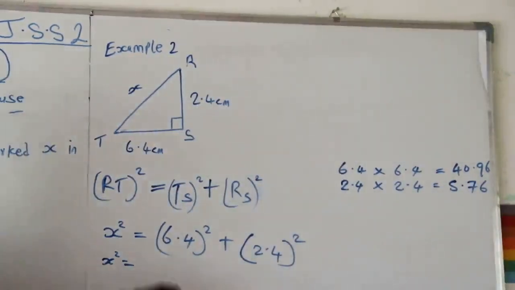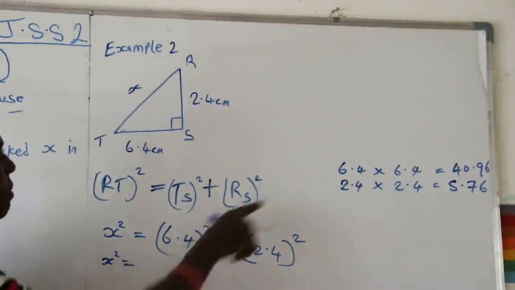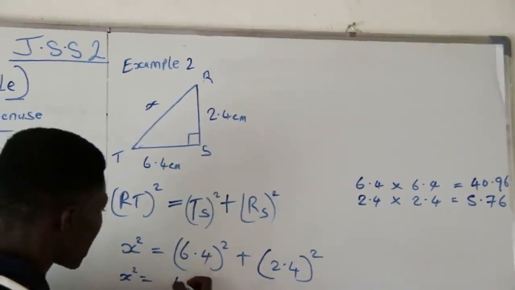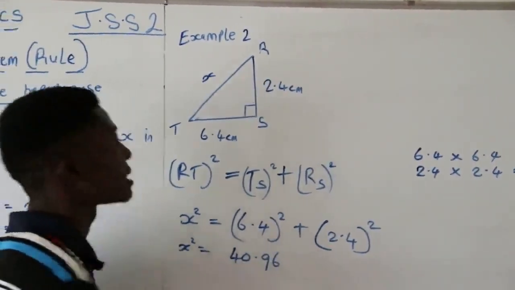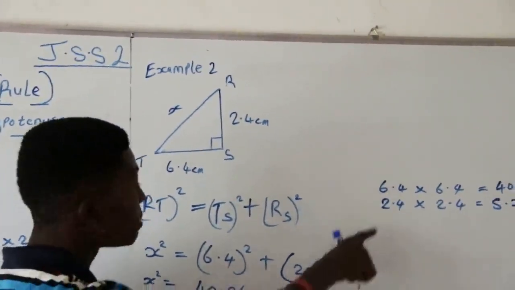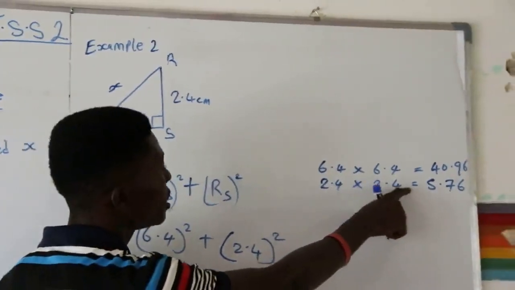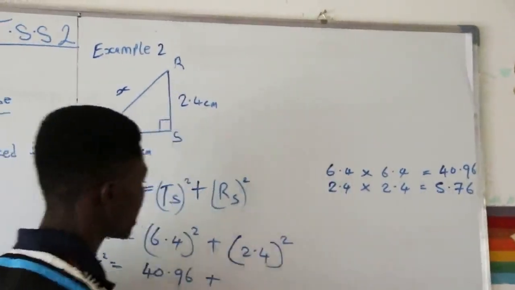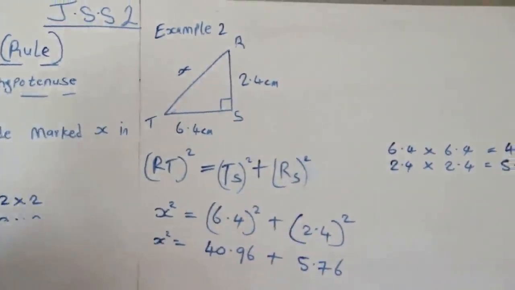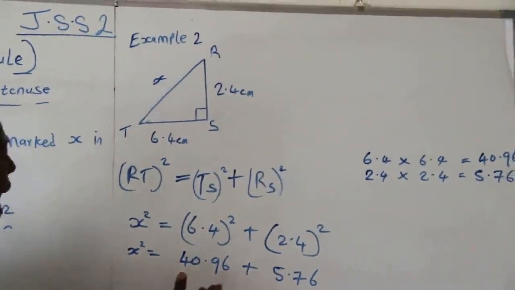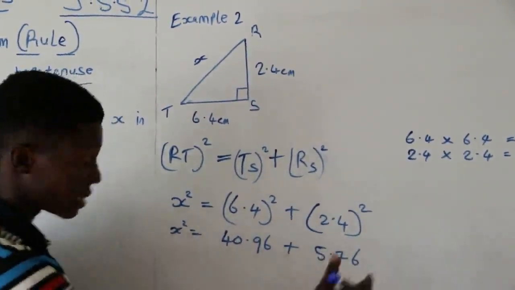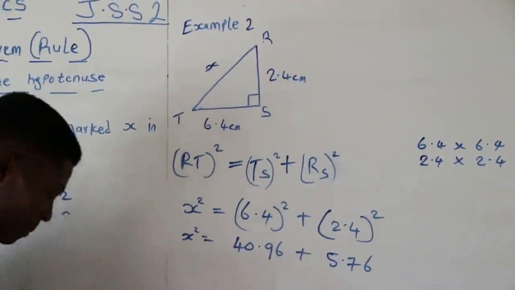Then you come under them, each one, and put it. 6.4 square means 6.4 times 6.4, which is going to give us 40.96. You come under it, 40.96 plus. Then for the second one, 2.4 square, which means 2.4 times 2.4 is equal to 5.76. So you come under it, you write 5.76. Now we do your simple addition. We are going to add 40.96 plus 5.76. We add them together.